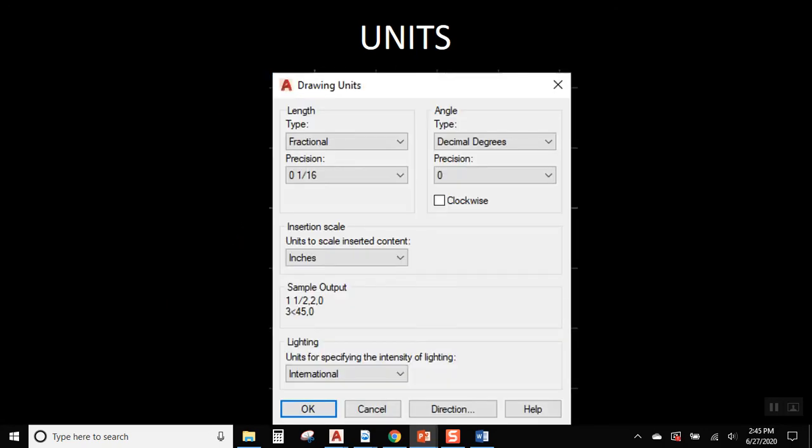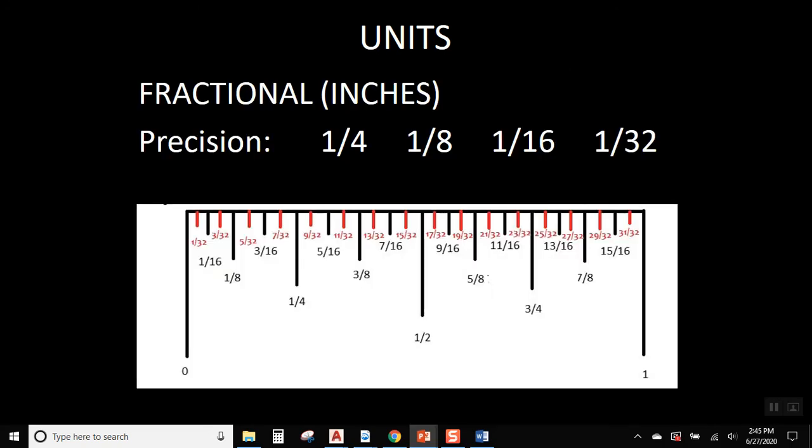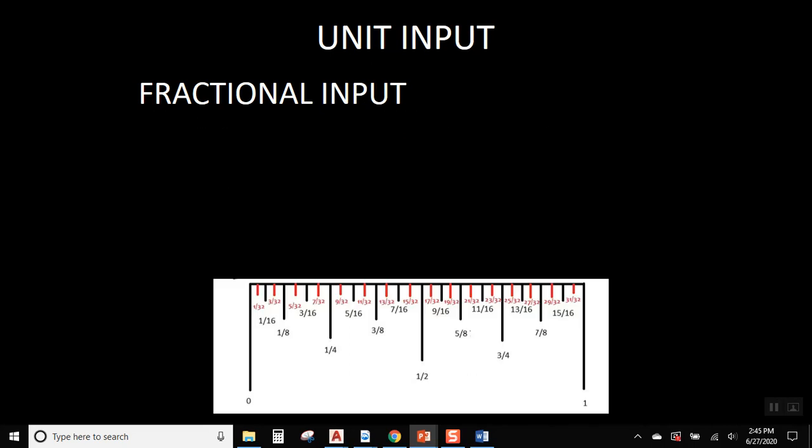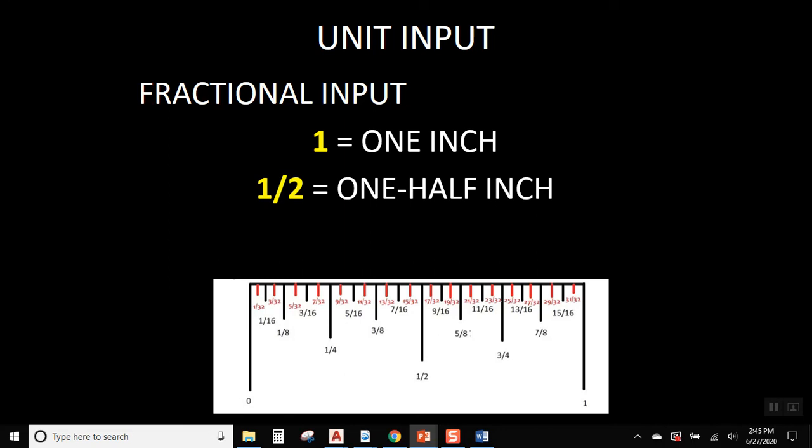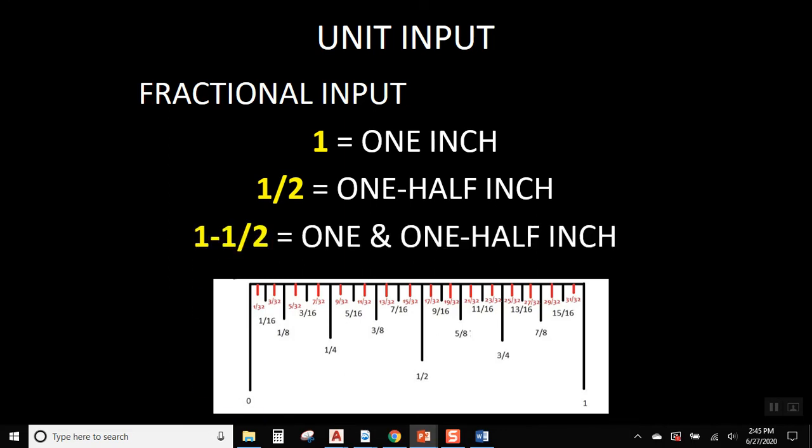Okay, how about when the units change and we want to work in fractions? So on the fractional scale, we've got some options to go to 1/4 inch precision, 1/8 inch precision, 1/16. We can go down further, 32nds or 64ths. Okay, fractional input is going to be a little bit different than decimal input. So when we want 1 inch, we still just type in 1. If we want 1/2 inch, we'll type 1/2, just like we would write it out. It gets tricky when we do 1.5 inches, because you have to separate the whole inches from the fraction with a dash.